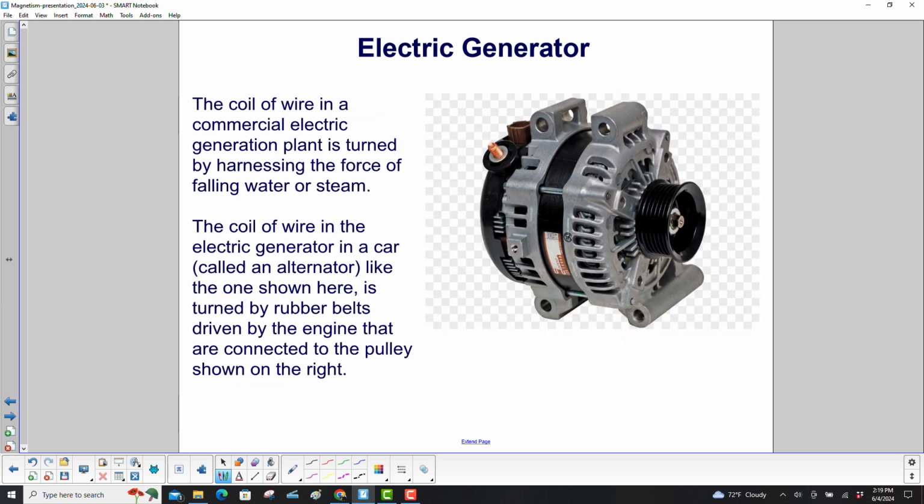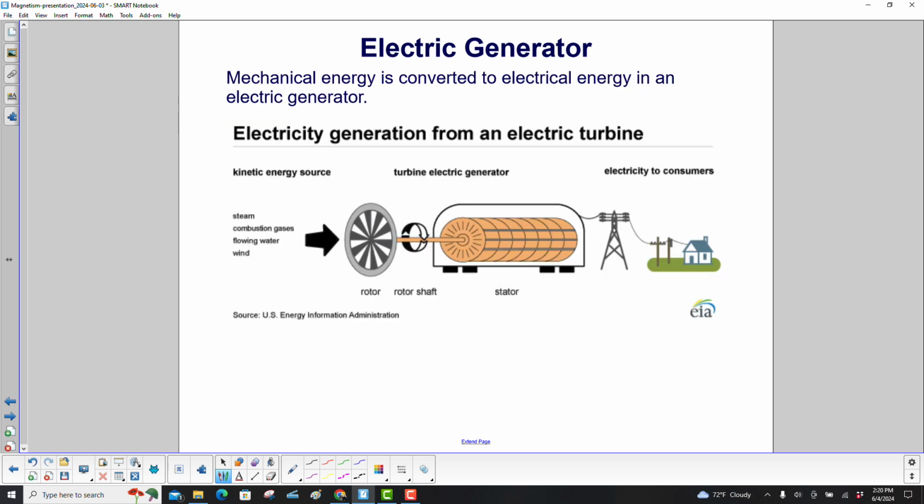The coil of wire in a commercial electric generation plant is turned by harnessing the force of falling water or steam. The coil of wire in the electric generator in a car, called an alternator, is turned by rubber belts driven by the engine that are connected to the pulley shown on the right over here. So mechanical energy is converted to electrical energy in an electric generator.